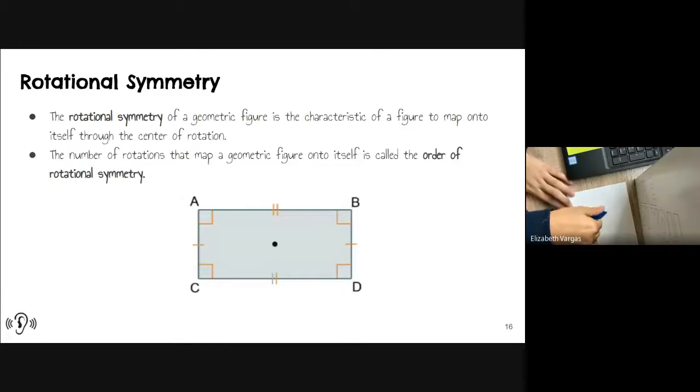If I go 180 degrees, we can see it matches back up. So it is that figure's rotational symmetry. Then we can go 270 degrees. Again, that figure does not match up with those lines. So that is not a rotational symmetry of this figure. And again, if I go 360 degrees, well, then it does match up again. So that is, in fact, a rotational symmetry of this figure.